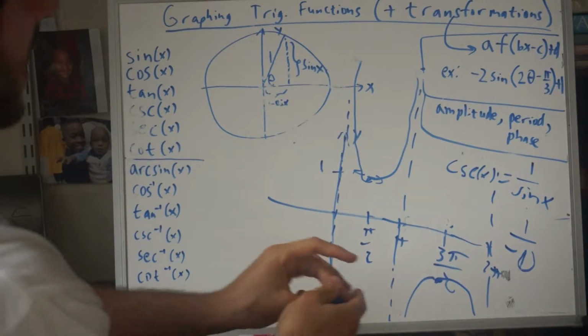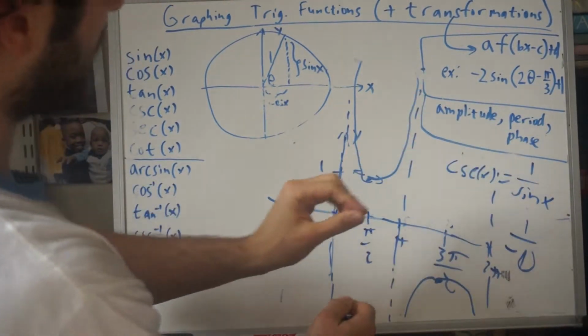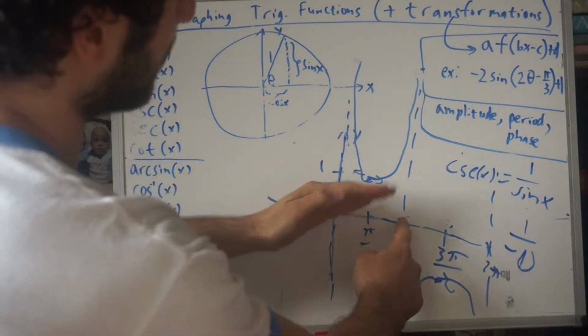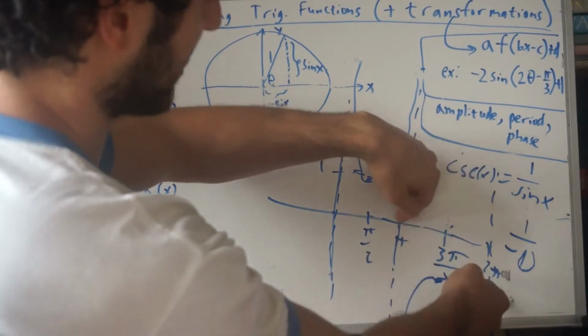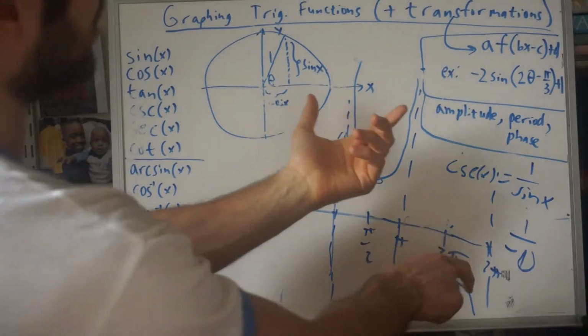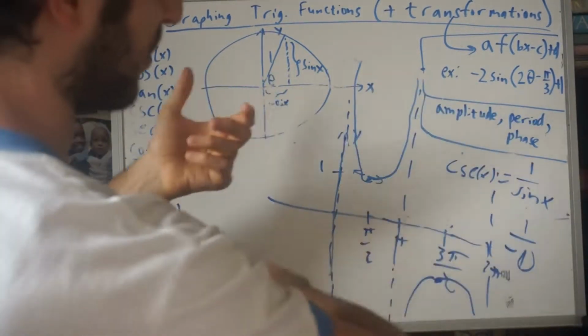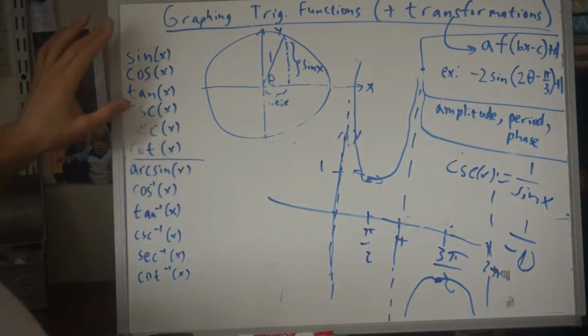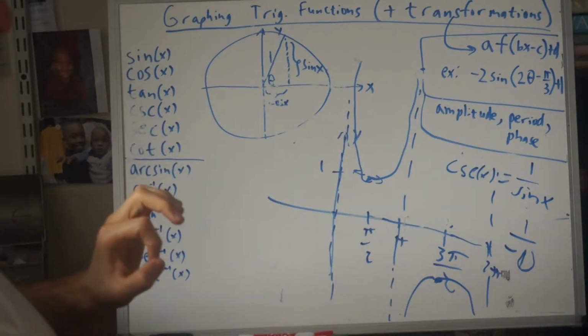So it's all a matter of, are you approaching these borders from which side? From this side or that side? If you're approaching from this side, it's going up to positive infinity. If you're approaching from this side, it's going to negative infinity. And then these two would just be copy and pasted over and over, left and right. So that's cosecant x.